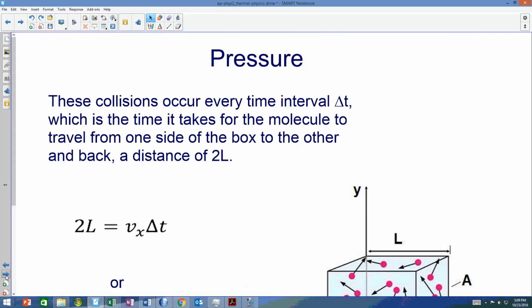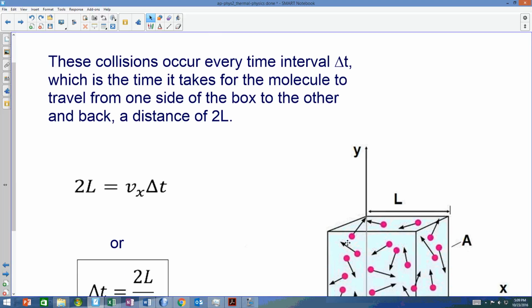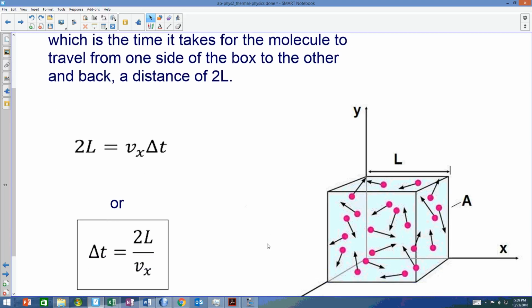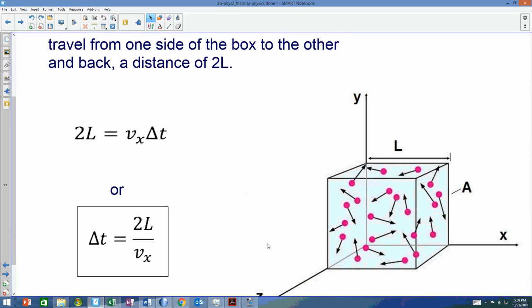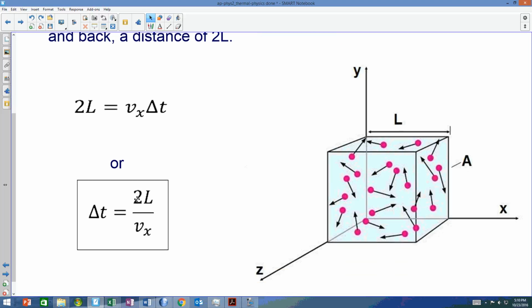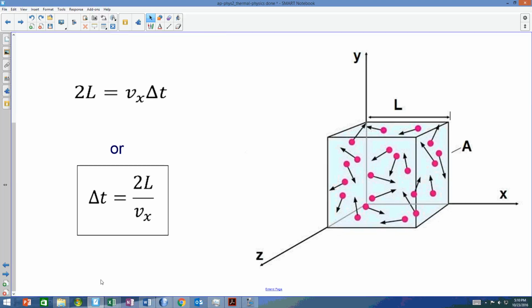These collisions occur for every time interval delta t, which is the time it takes for the molecule to travel from one side of the box to the other side and then back again. So in other words, the molecule or the atom travels a distance of 2L, where L is the length of the box. So 2L, the distance traveled, is going to be equal to V sub x times delta t. If we solve for delta t, it ends up being equal to 2L, the total distance traveled, divided by the speed in the x direction of the molecule or the atom.